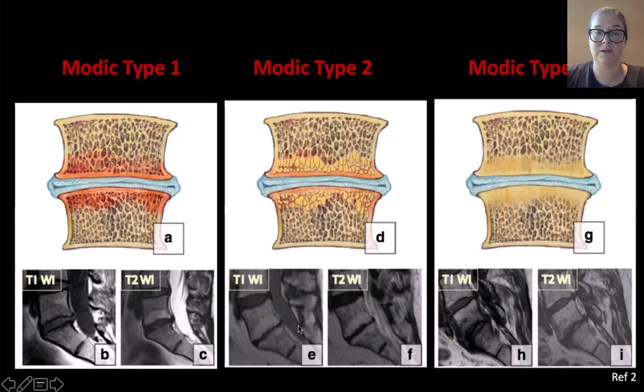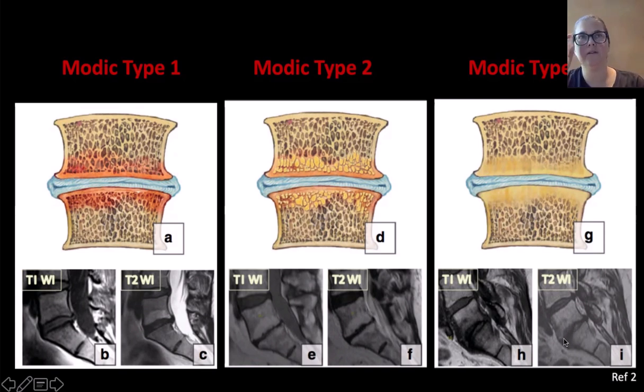Modic type 2 is bright and bright. It's fat. We know that fat in the bone marrow, subcutaneous fat, is bright both on T1 and T2 sequences when there's no fat suppression. Easiest one to remember. And then type 3 is more of a long-standing process where you get sclerosis. So you have dark signal intensity both on the T1 and on the T2 sequence.